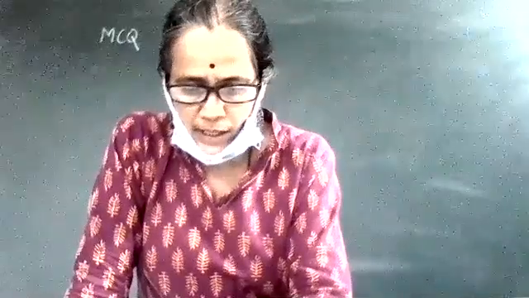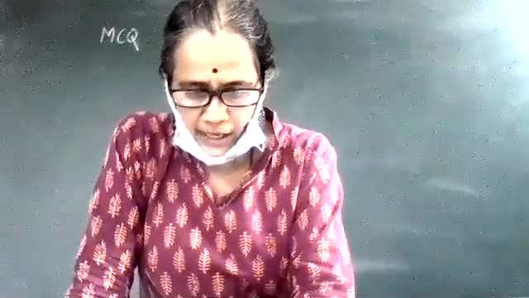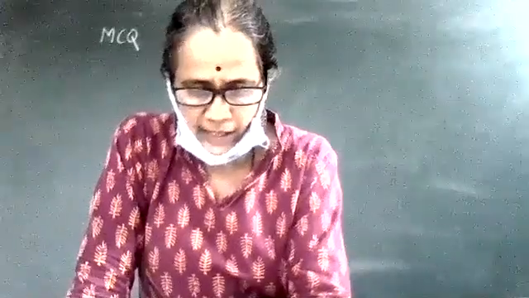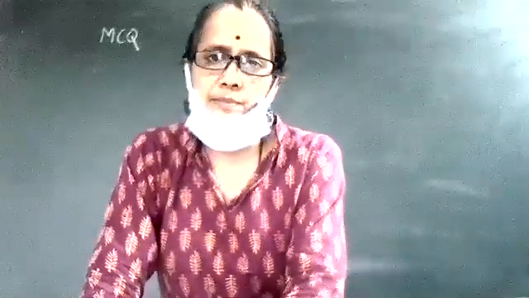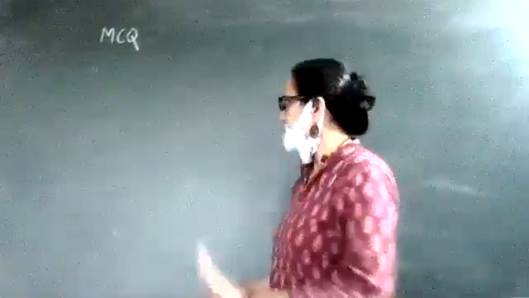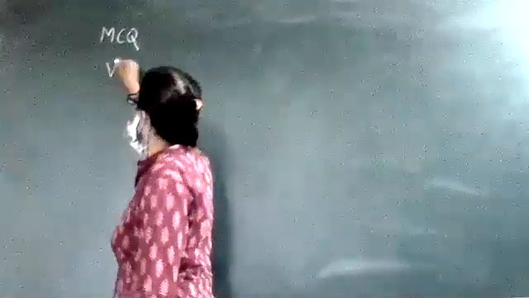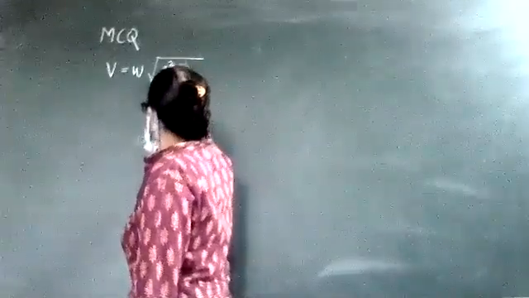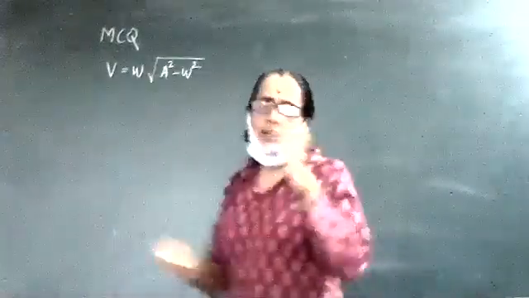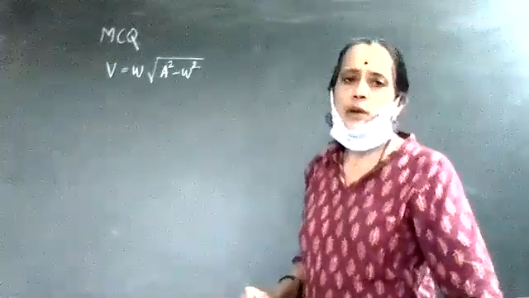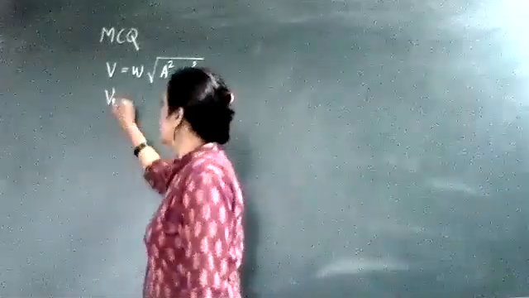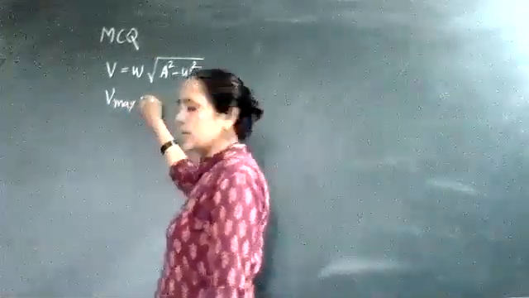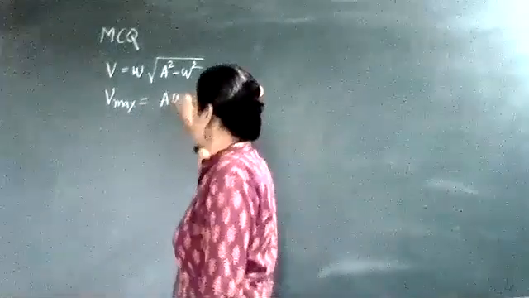Its amplitude is capital A. Time period is capital T. At the instant when its speed is half of the maximum speed. Right? So the speed of a particle performing SHM is given by the formula v = ω√(A² − x²). This is the speed of the particle when it is performing SHM. This speed and your maximum speed. When a particle is performing SHM, its maximum speed is equal to Aω.